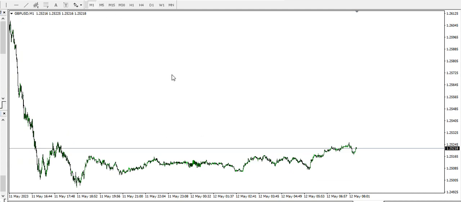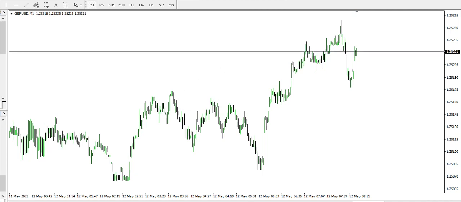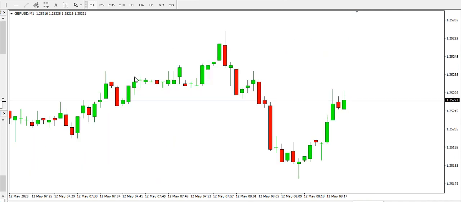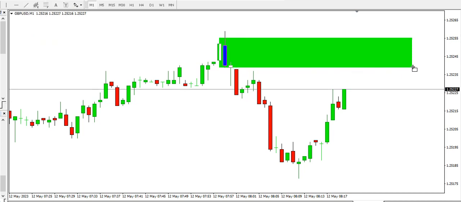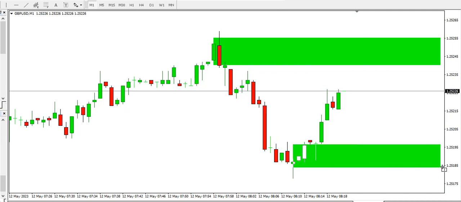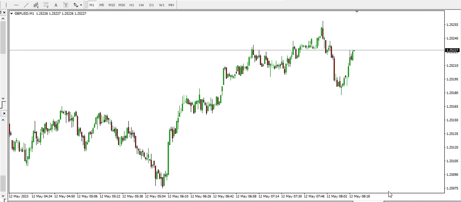GBPUSD still ranging on the 1 minute time frame. Price is ranging, and you can see what's happening. Zooming in, you can see this other block on the 1 minute time frame, and then we can see the resistance and this support on the 1 minute time frame. So price is ranging between the resistance and support. A break in either direction will make us see price going in that particular direction. So that's that for GBPUSD.